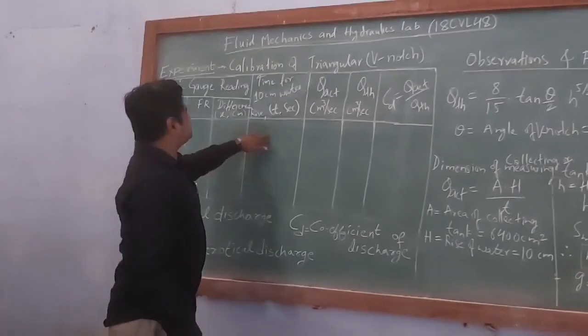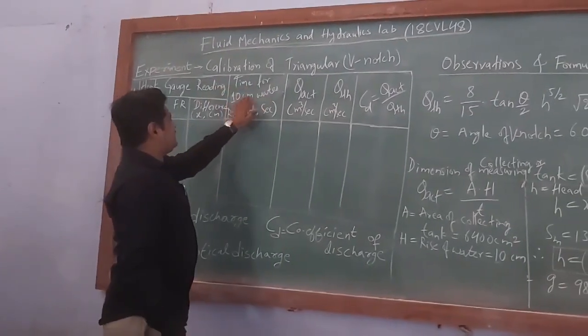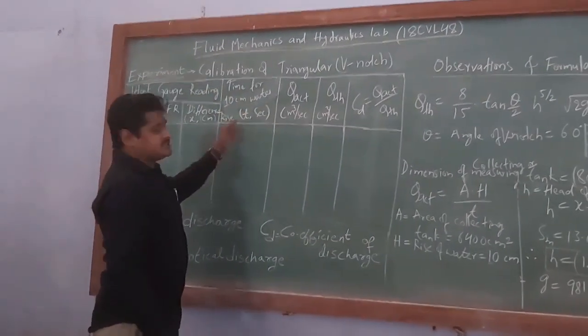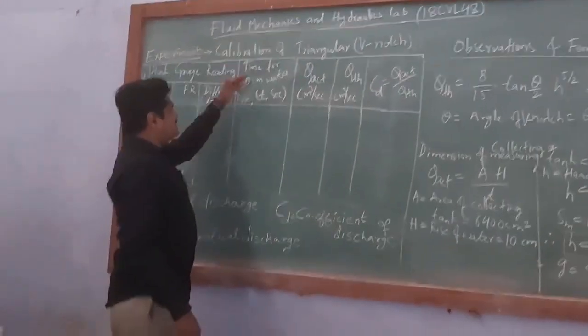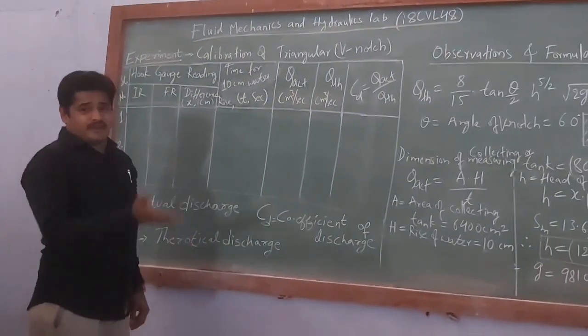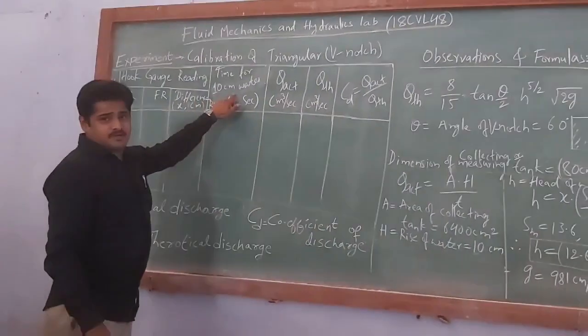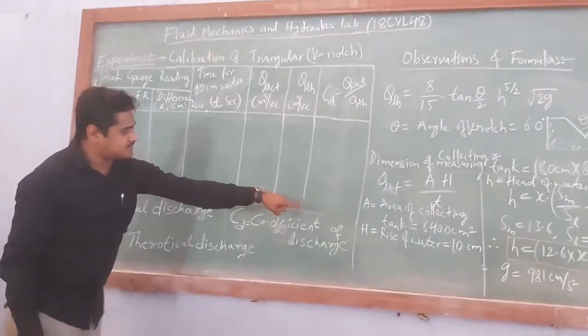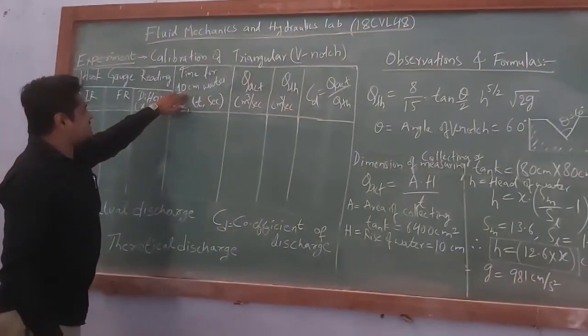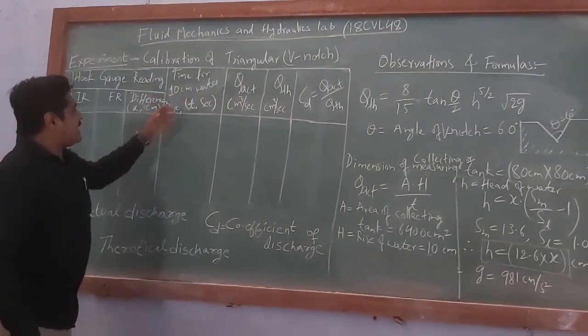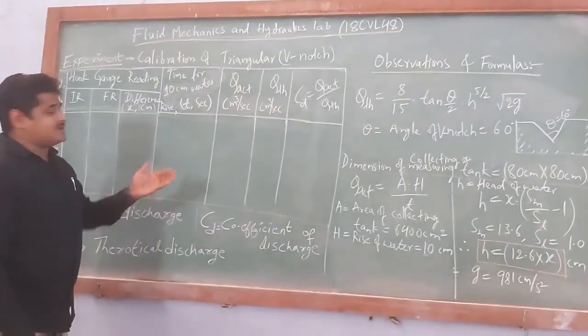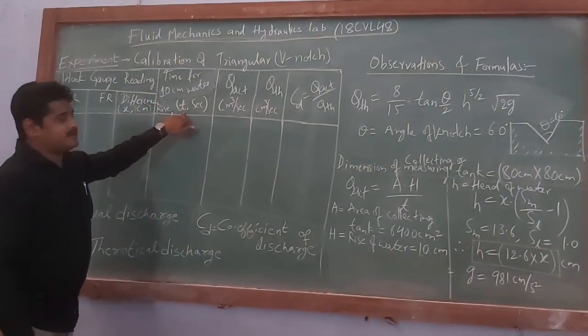Moving to the next, it is the time for 10 centimeter water rise, which is denoted in T seconds. You will be taking the time of rise, that is 10 centimeter. H is the rise of water, that is constant. This is H, that is 10 centimeter. And the time taken for the water to rise 10 centimeter, you will be taking it in T seconds.